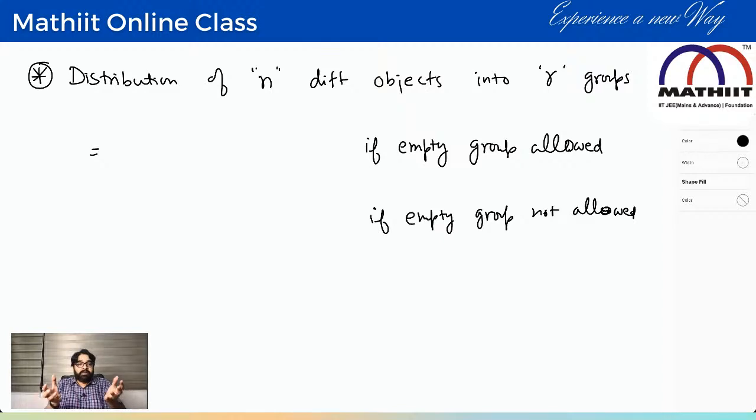There are R boxes. I'm having n different objects. How can I fill them, if empty groups are allowed? Practically think. What is your job? Your job is to throw those objects into the boxes. How many ways can you throw if empty groups are allowed? If empty groups are allowed, how can we throw?